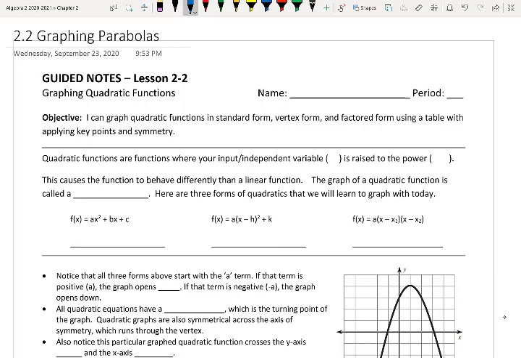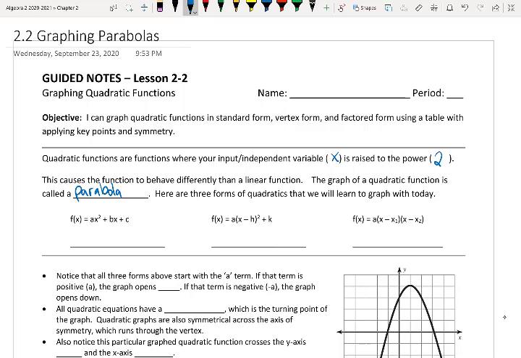So, just in general, we know our quadratic function's independent variable is going to be x, raised to the second power. So anytime we have x as our variable and we have squared as our highest exponent, we know that's the requirement for a quadratic function. We know the graph of a quadratic is called a parabola. All of this is review.